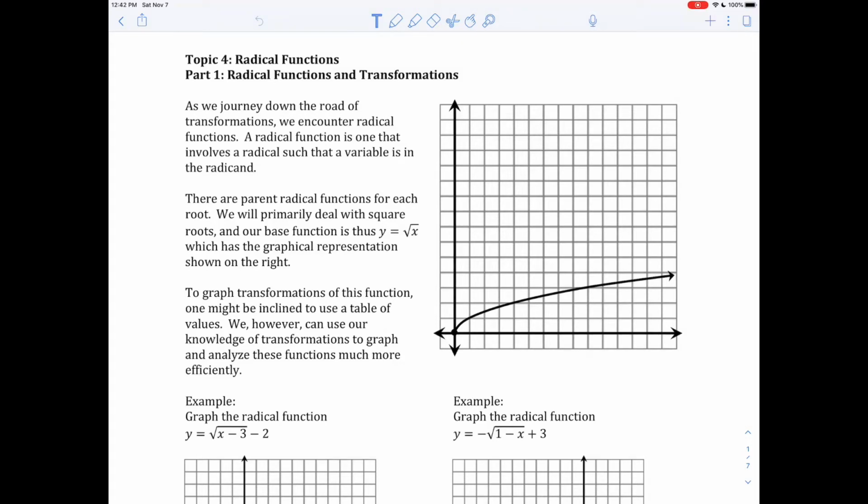Welcome to our fourth topic, which is radical functions. Now, we've looked at radical functions a bit before in our first topic, where we first started talking about transformations at all. We're going to look at radical functions and transformations again. We're going to look at the radical function as a transformation a bit later, and we'll also be looking at how to use the graphs of radical functions to solve radical equations. So all in all, pretty interesting.